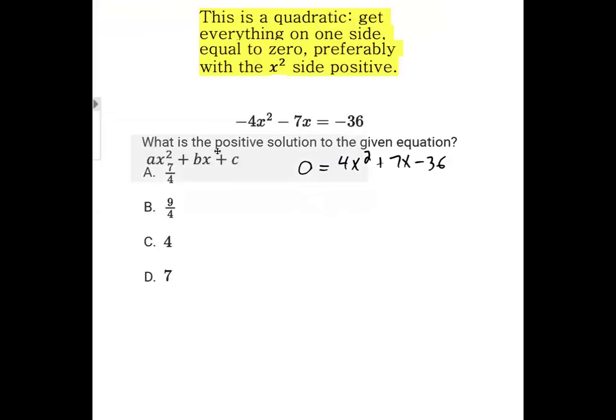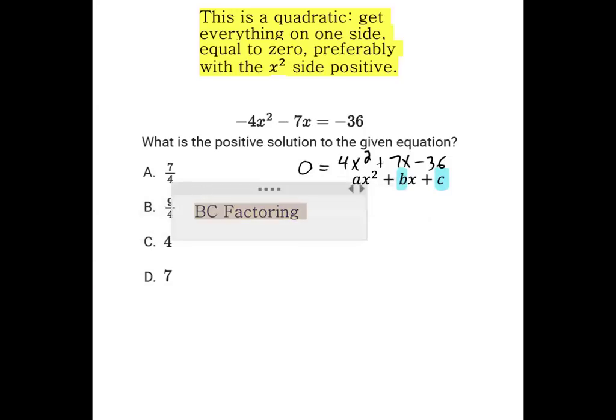So now we should notice that we've got a quadratic in the ABC format here. And if we had a B and a C coefficient and nothing in the A spot, in other words, we'd have the invisible 1 in the A spot, that would be BC factoring. And for BC factoring, you get two numbers that add to B and multiply to C, which in this case would be 7 and negative 36. And once you find those two numbers for BC factoring, then you're done.